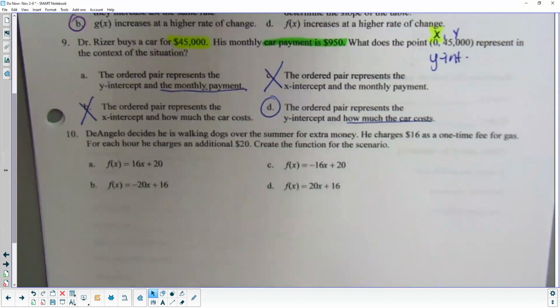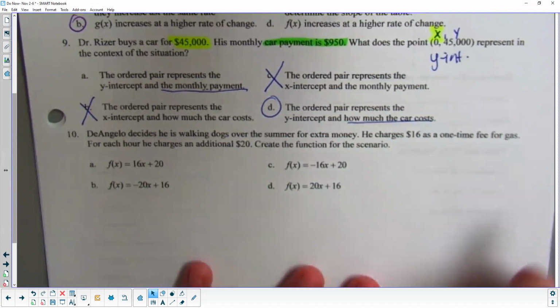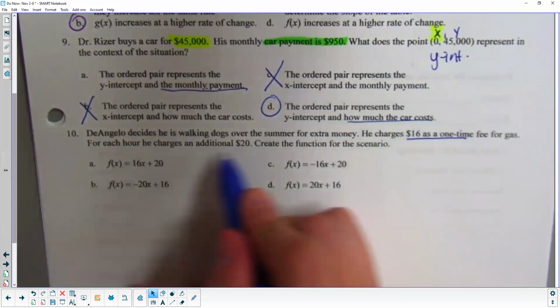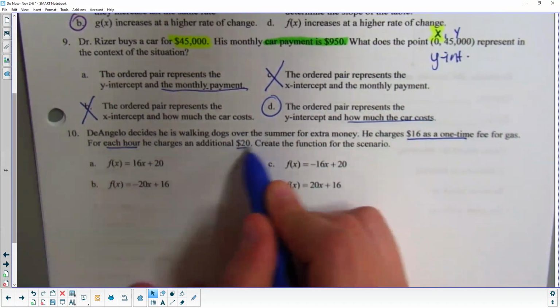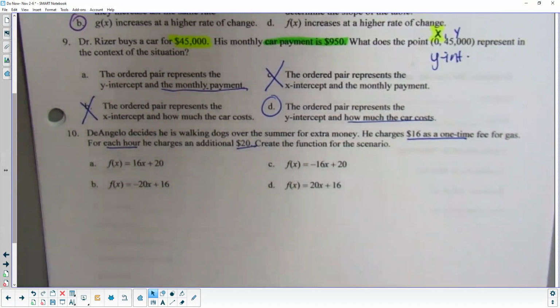So now we have D'Angelo. He decides he's walking dogs over the summer for extra money. He charges $16 as a one-time fee. That seems important. One-time fee for gas. And then he charges for each hour, he charges $20. That's pretty steep. I ain't gonna lie about that.